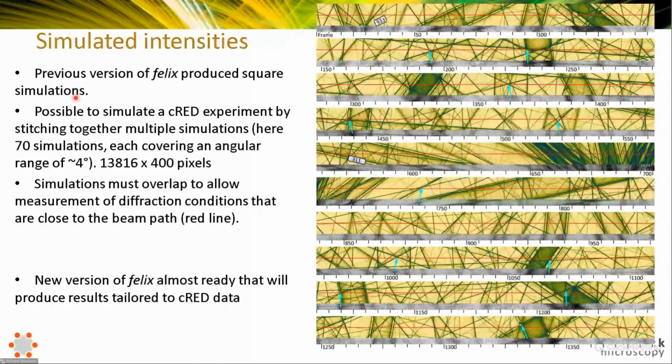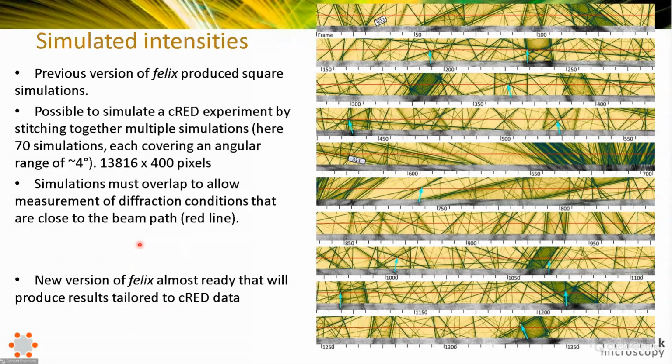And the only way I could really get that quickly was to just make multiple simulations. So here they've got 70 simulations and then stitching them all together. So this is now almost 14,000 pixels wide by 400 pixels high. And I also had to make the simulations overlap so that if you've got a diffraction condition that goes across from one simulation to the other, you could avoid that.